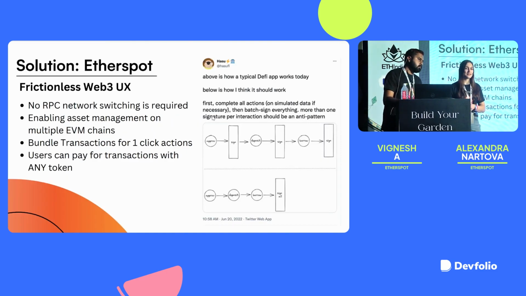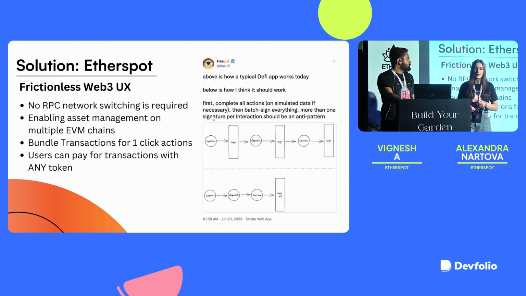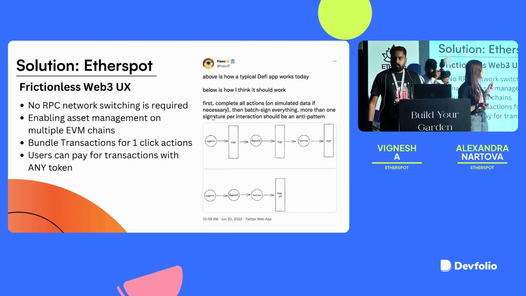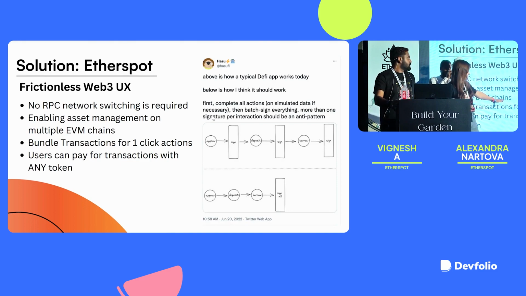It's Etherspot. Etherspot is an account abstraction SDK that can deliver a frictionless Web3 user experience. So it means that users don't need to switch or add RPC networks in the wallet. At the same time, it enables asset management on multiple VM chains. And also, you can see here the screenshot of a tweet from one influencer. And here he shows how a typical DeFi app works today, and at the same time, how he thinks it should work. And actually, the second picture is what Etherspot can provide you with. With our batch transactions, Etherspot can batch several transactions into one, and for users, it will be just a one-click action.